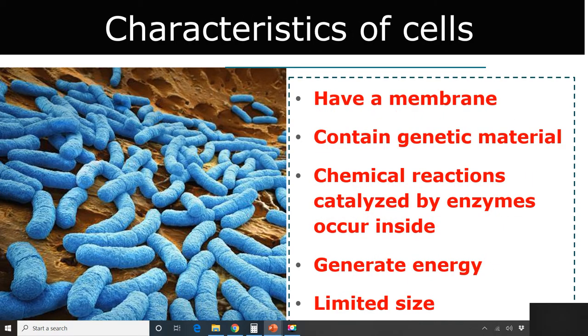So all cells have certain characteristics, no matter what kind they are. Every cell is going to have a membrane. It's going to contain some kind of genetic material that directs all of its cellular activity, and it's going to contain some sort of chemical reactions that are usually catalyzed by enzymes inside that cell. And every cell needs to have some way to generate energy. And remember, we have our autotrophs that do that via photosynthesis, and our heterotrophs who have to go out and capture other animals in order to gain energy. And the last thing is that all cells are limited in size.